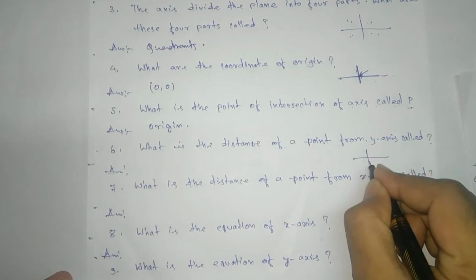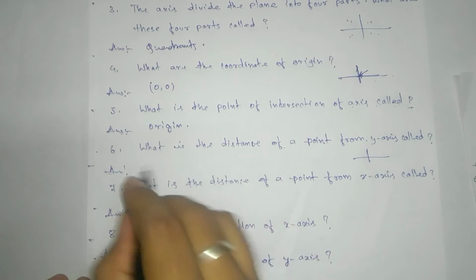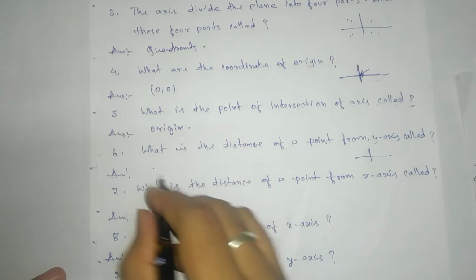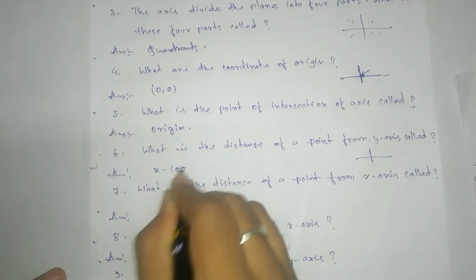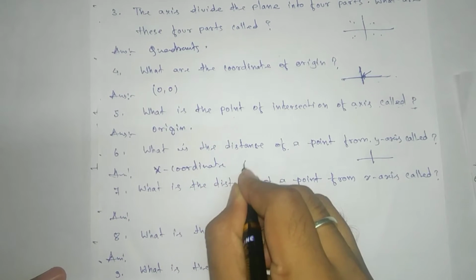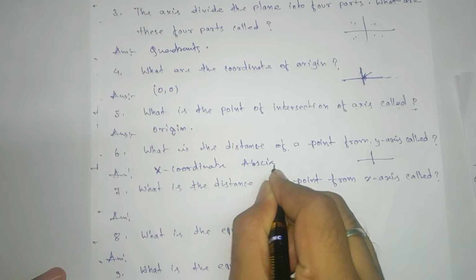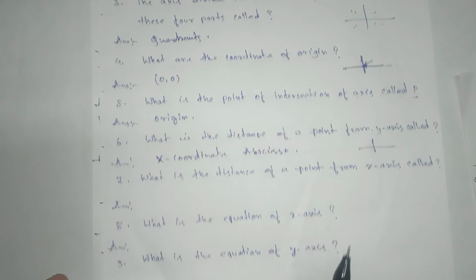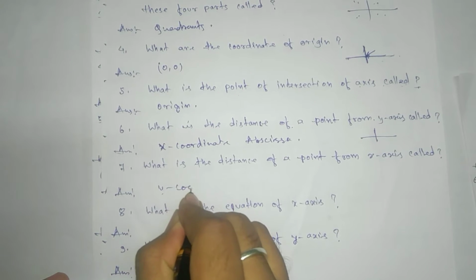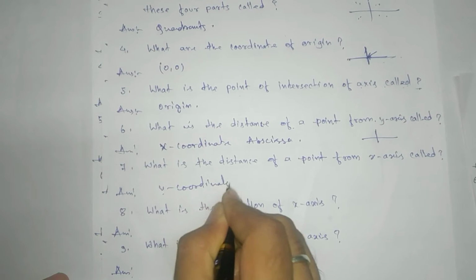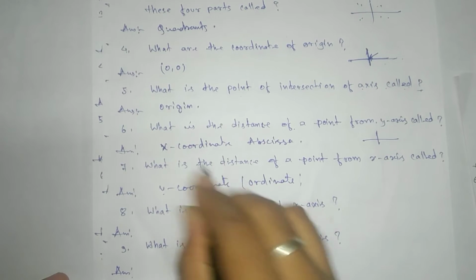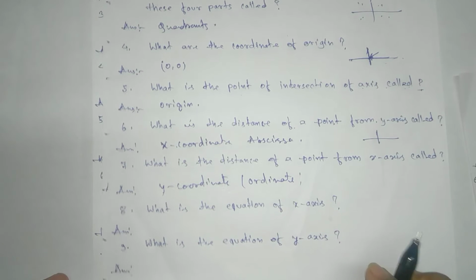What is the distance of a point from the y-axis? That is the x coordinate, and it has a special name, abscissa. Next, what is the distance of a point from the x-axis called? That is the y coordinate and the name is ordinate, another name. We can say either y coordinate or ordinate.